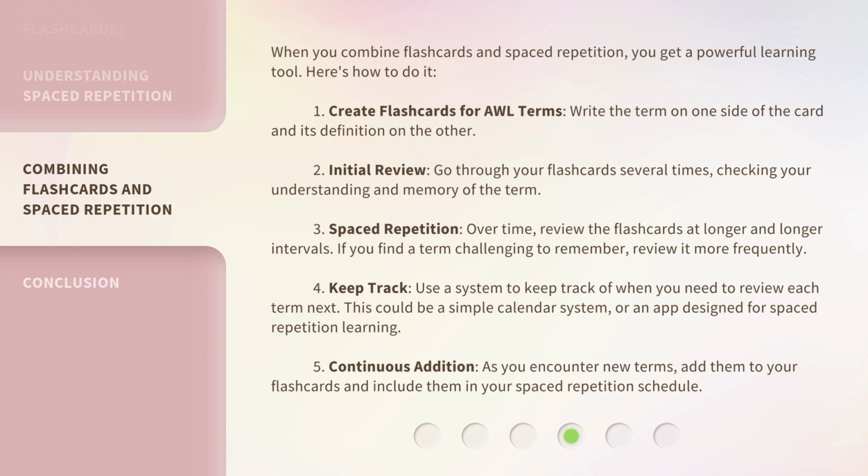3. Spaced repetition. Over time, review the flashcards at longer and longer intervals. If you find a term challenging to remember, review it more frequently. 4. Keep track. Use a system to keep track of when you need to review each term next. This could be a simple calendar system, or an app designed for spaced repetition learning. 5. Continuous addition. As you encounter new terms, add them to your flashcards and include them in your spaced repetition schedule.